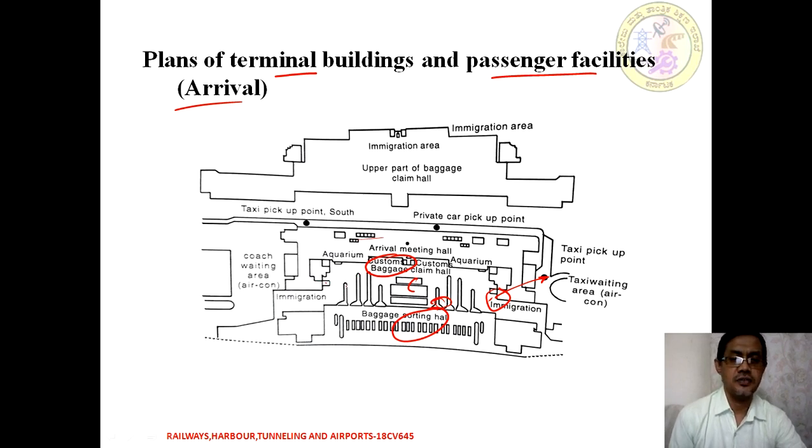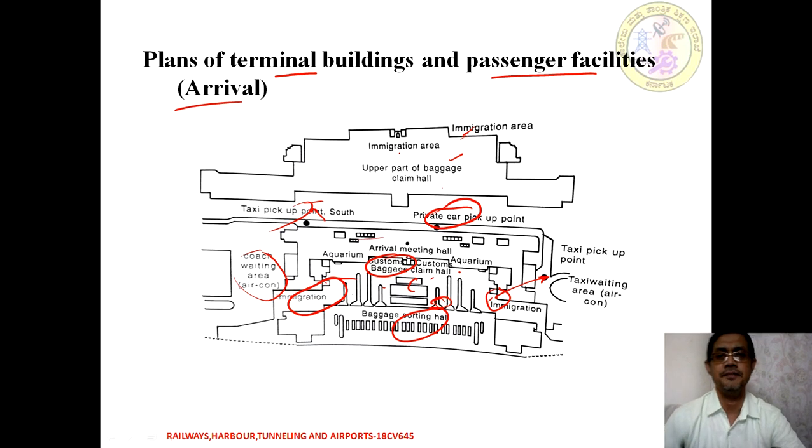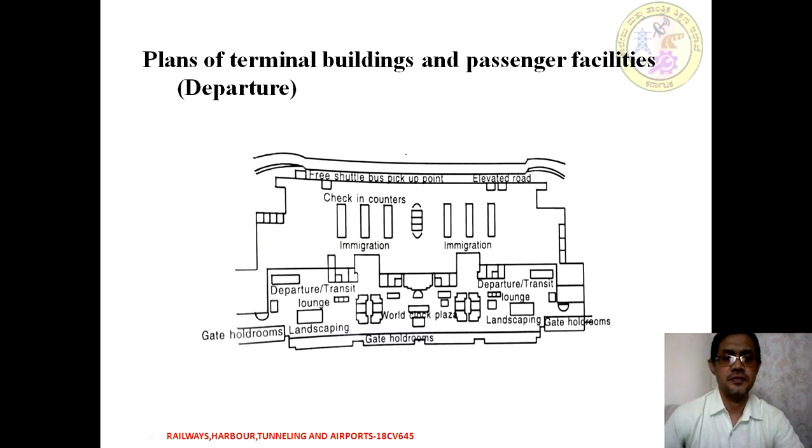Then, depending upon the number of gates, we can have the immigration check on both sides. Then we have a coach waiting. Suppose we want a taxi or a rental car, we have a pickup point or a rental point, or otherwise if you have a private car, we provide for it here. So these are the upper part baggages and once again the immigration area. This is a typical plan of a particular type of airport.